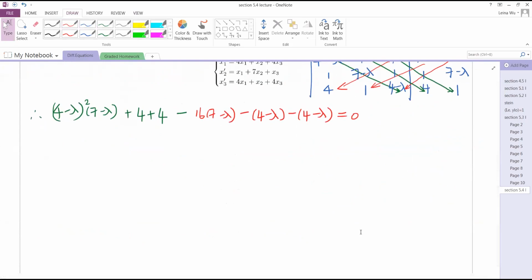All right, next I'm going to give you guys a few minutes. Expand everything. Let's expand everything and combine the like terms. What can you guys get?